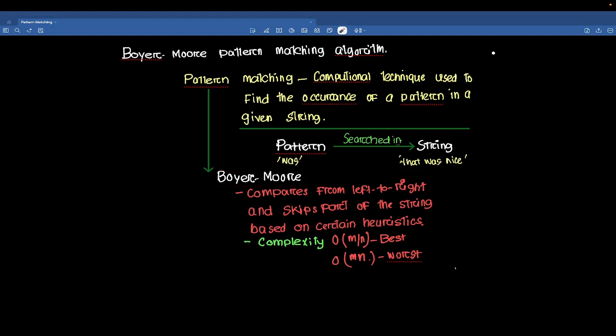And out of many algorithms, Boyer-Moore is one of the algorithms that gives a time complexity of order of m by n in the best case and order of m into n in the worst case. With this little background, we will now see how the algorithm works.